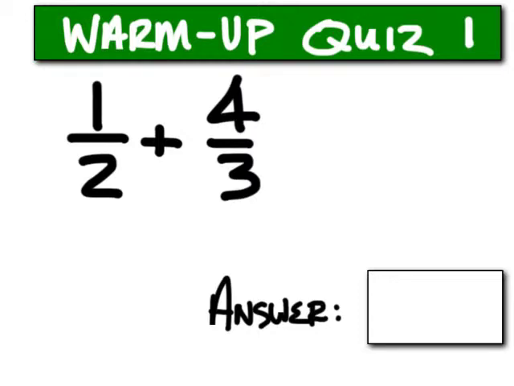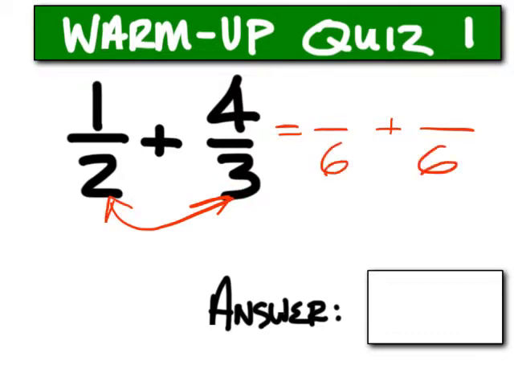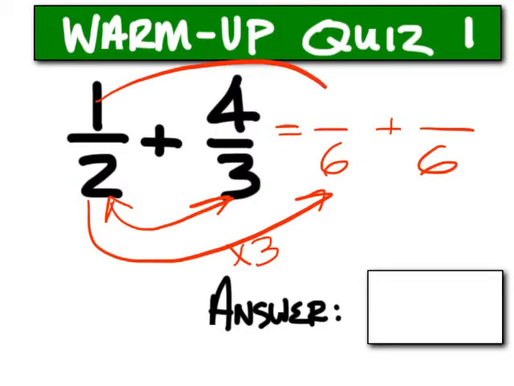To add fractions, you need a common denominator between the two of these fractions. The lowest number that both 2 and 3 will go into evenly is 6. You must multiply 2 by 3 to get 6. So therefore it's 1 times 3 to get 3. And then 3 times 2 is 6.